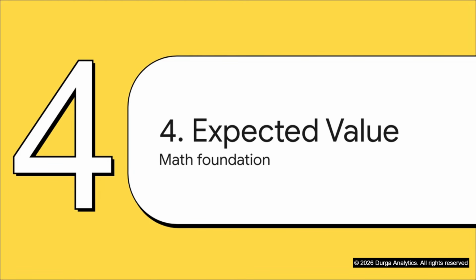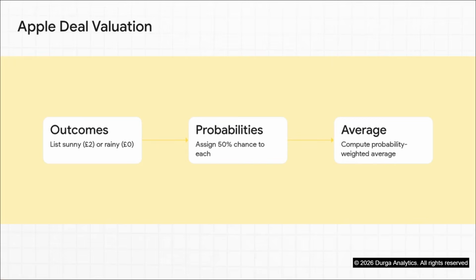Okay, Section 4, Mathematical Foundation, specifically expected value. Let's transition from the business problem into the math. We're going to do a quick, simple intuition exercise to compute our very first fair value completely by hand. Imagine you have a contract that pays out the value of 1 apple tomorrow. Step 1 is listing all the possible outcomes.